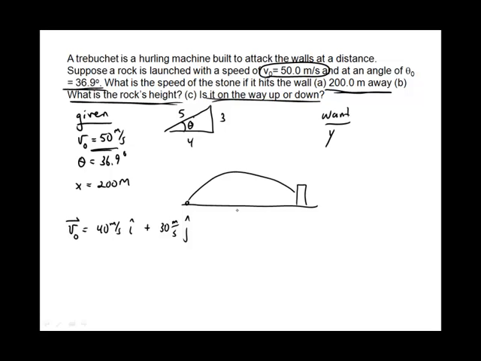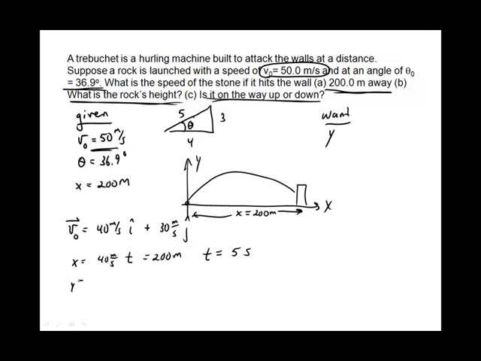I'm interested in what's happening when the wall is being hit at a distance of 200 meters away. So I'm using projectile motion. That's my principle. And so I know that x equals x naught. Let's put my y-axis here, my x-axis there. My initial x then is 0. So x equals 40 meters per second times t. But that's going to be 200 meters when it hits the wall. So t is equal to 5 seconds.